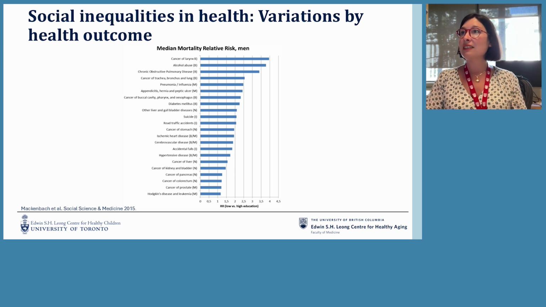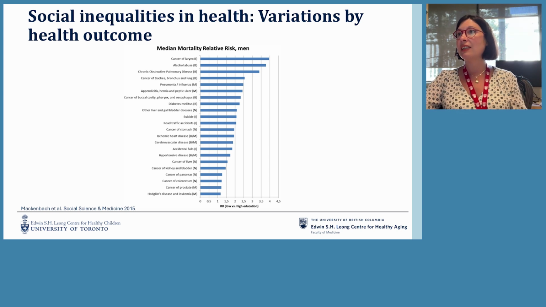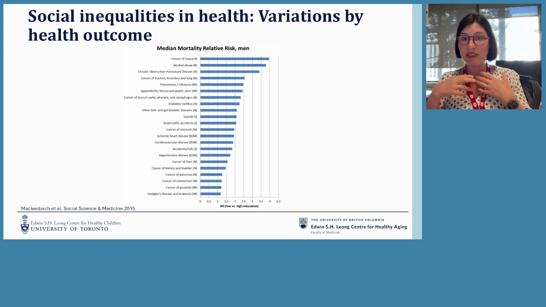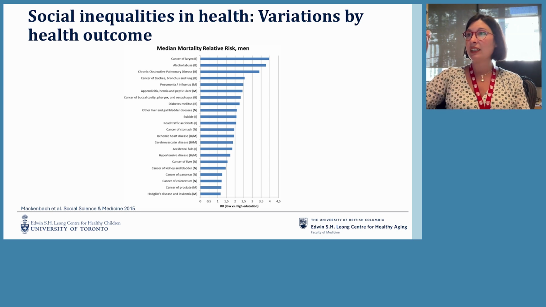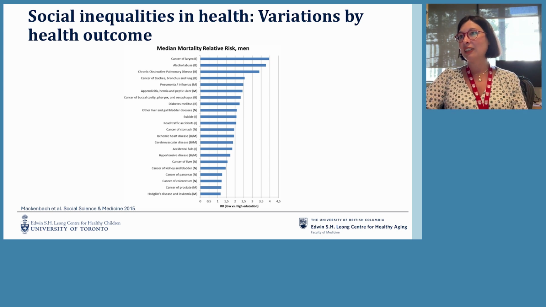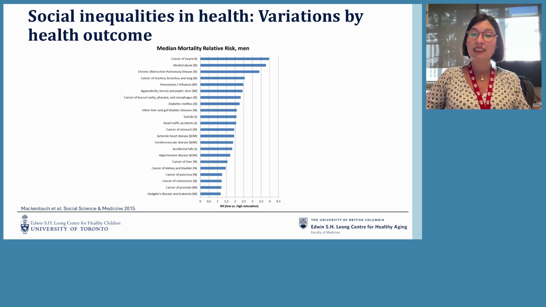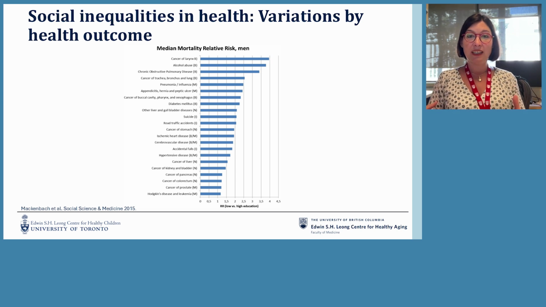What we can see here is the median mortality relative risk in men across a large variety of health outcomes. And as we can see here, for example, health outcomes that are related to smoking have a much larger socioeconomic relative risk than health outcomes that are less related to common risk factors. So there are very large differences, depending on the health outcome, in how social determinants of health impact health.